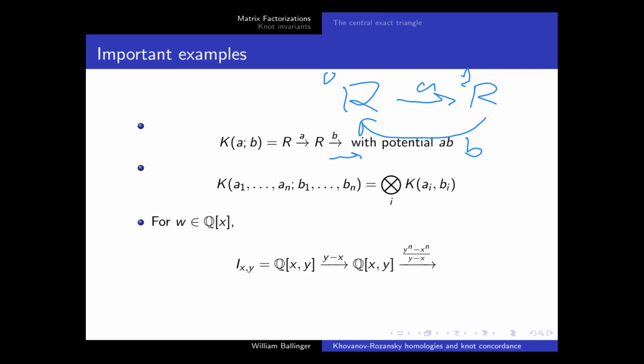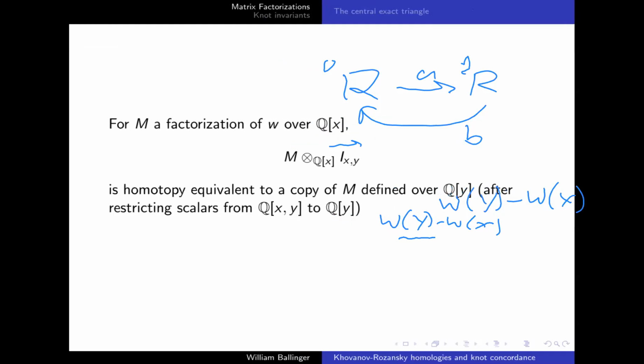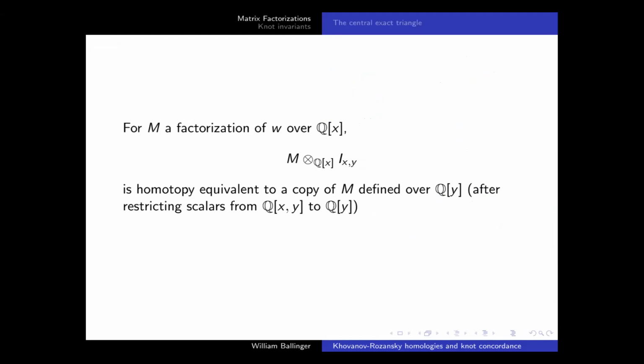There's a matrix factorization of the polynomial, so that this one has potential W of y minus W of x. I guess there I wrote y to the n. I should probably write W of y minus W of x, although in lots of examples W will just be a monomial. So this is a matrix factorization with that potential, and it plays a very important role because it's sort of the identity or a change of variable factorization under the tensor product.